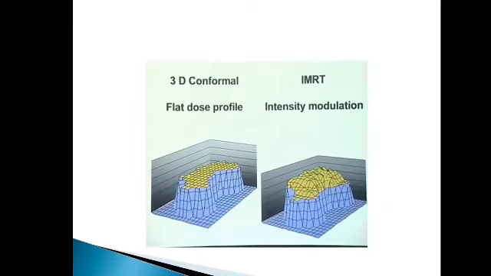Radiation is exactly based on tumor shape without using any blocks. Okay, and what is IMRT, or intensity modulated radiotherapy? It is a comparison of 3D conformal radiotherapy and IMRT. You see that in 3D conformal, you have a flat dose profile, but in IMRT, you have intensity modulation.